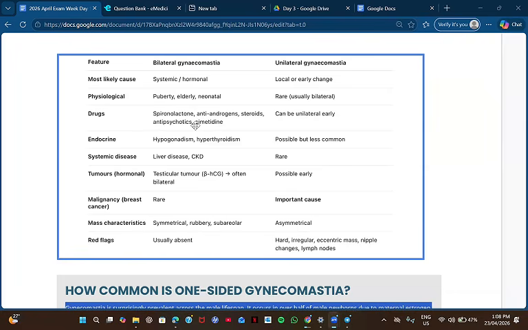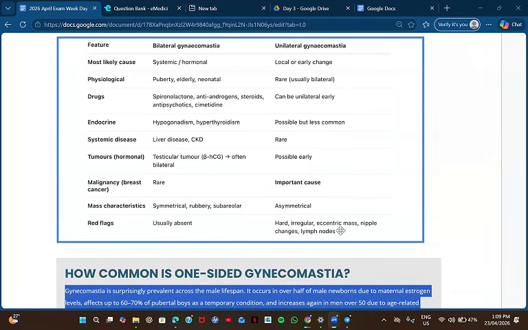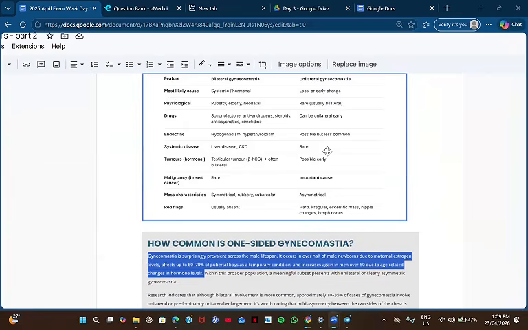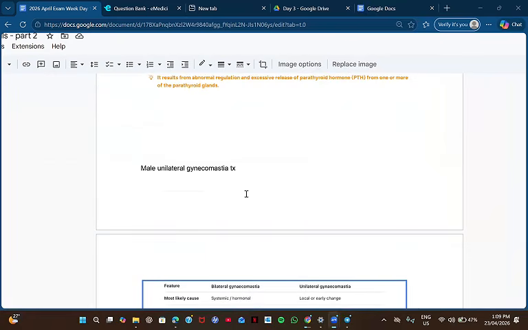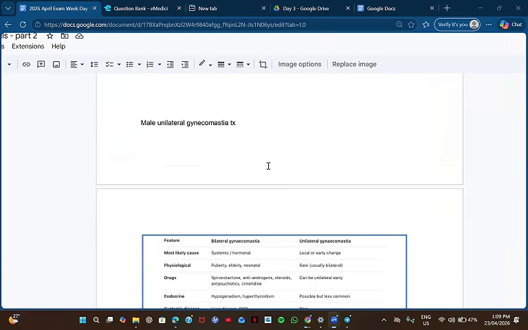Tumors: in bilateral gynecomastia there can be a testicular tumor, but for unilateral, possibly early tumors. Malignancy is the most important cause for unilateral gynecomastia. Very important. With asymmetry, we can see a hard, irregular, fixed mass, nipple changes, and lymph nodes. These are the things you can see. And the management is according to the type of cancer and everything.